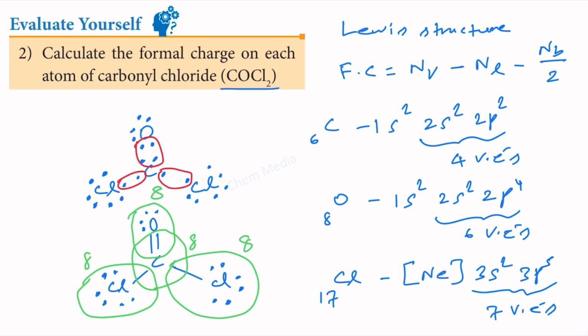Now, let us calculate the formal charge on each atom, because now we know the exact number of valence electrons, lone pairs of electrons, and bond pairs of electrons. Formal charge for carbon is equal to number of valence electrons is 4 minus, we don't have any lone pairs of electrons, therefore here it is 0, minus we have 4 bond pairs, that means 8 electrons by 2, therefore this is 4 minus 4, that is equal to 0.